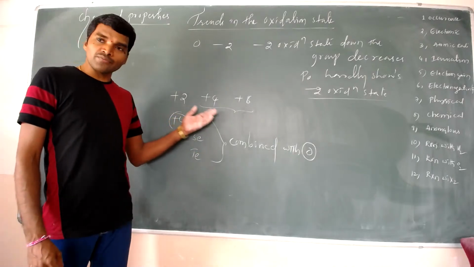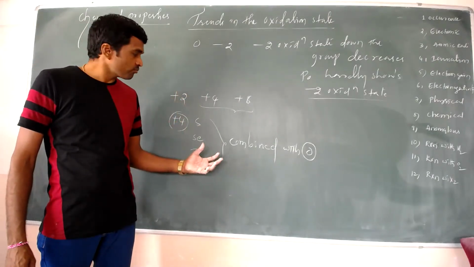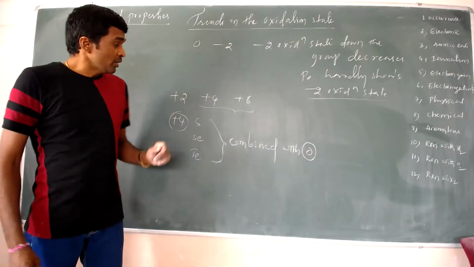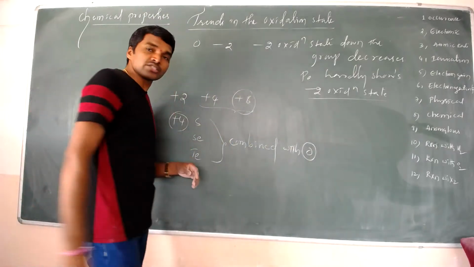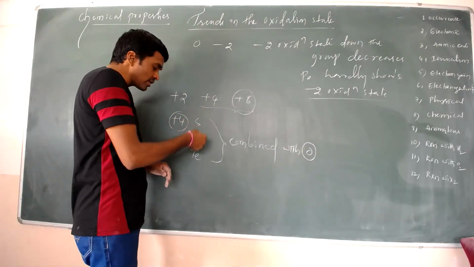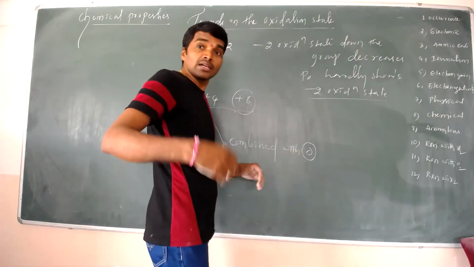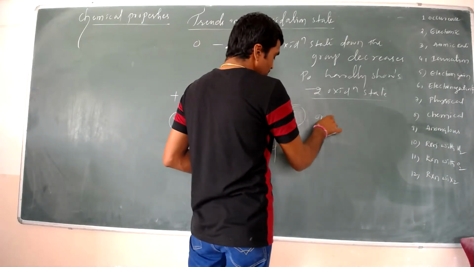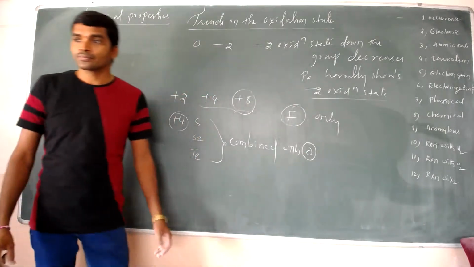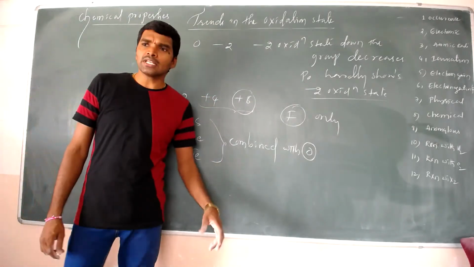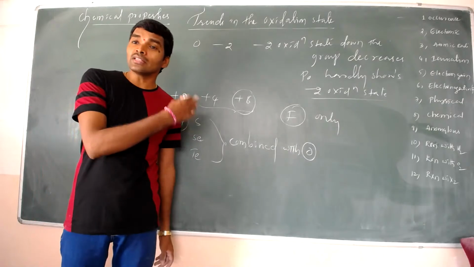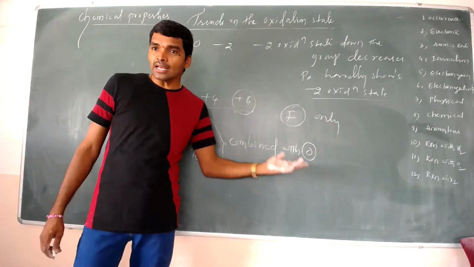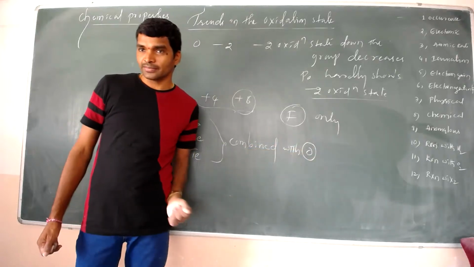Sulfur, selenium, tellurium exhibit +4 oxidation state when they are combined with oxygen. They exhibit +6 oxidation state when they are combined with halogens, and that too with fluorine only. You remember: when these elements exhibit +4 oxidation state, they are combined with oxygen; when they exhibit +6 oxidation state, they are combined with fluorine.